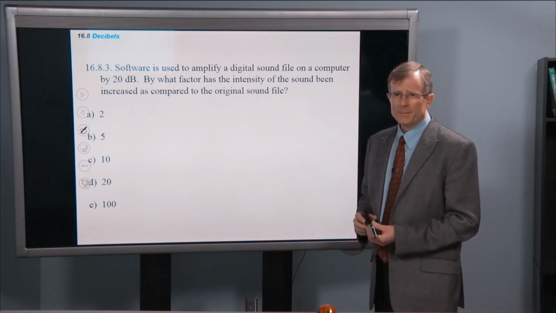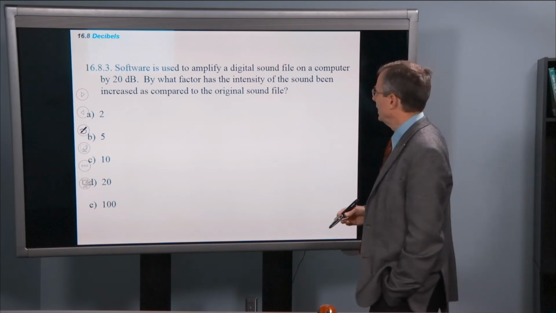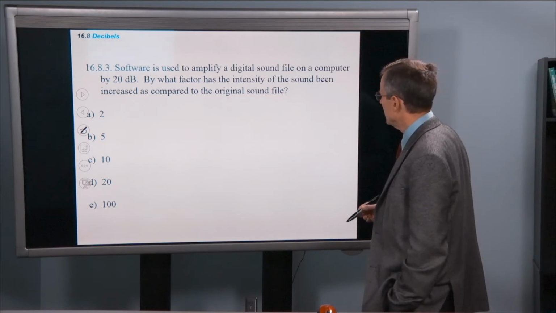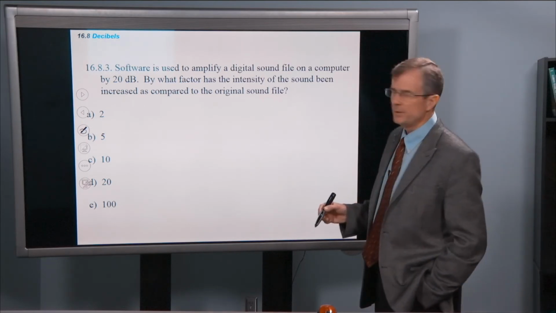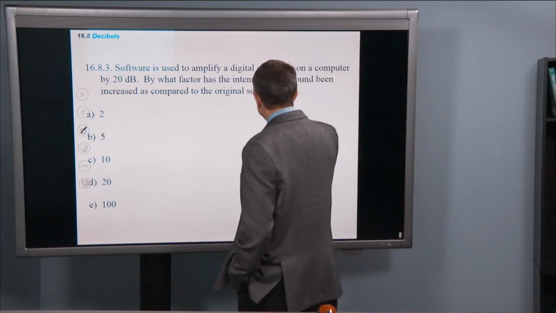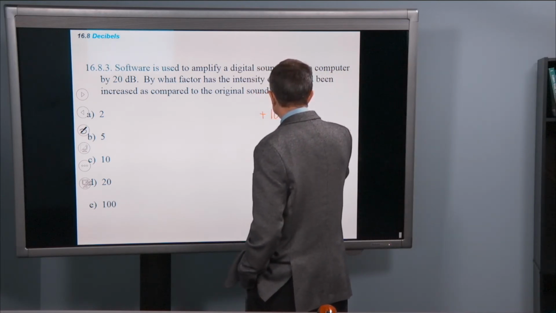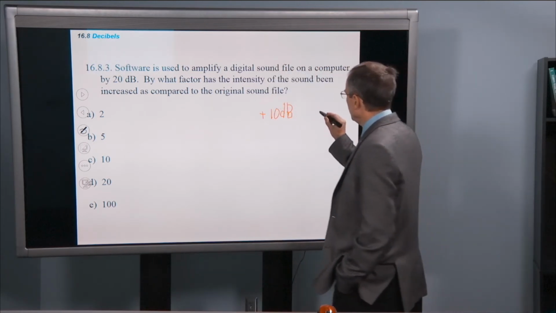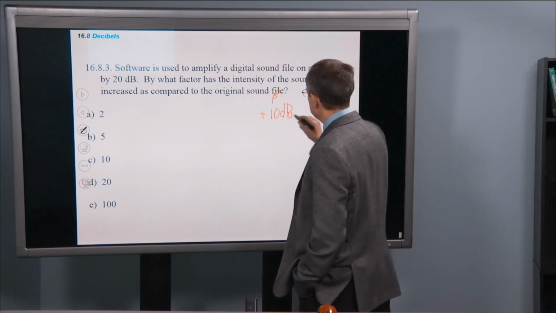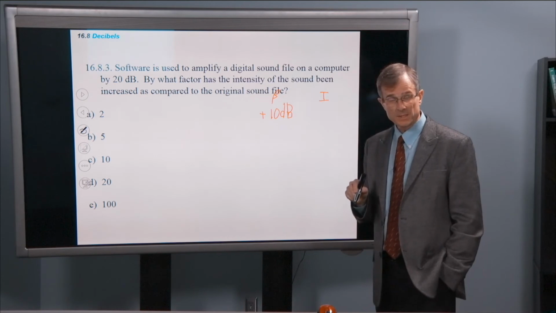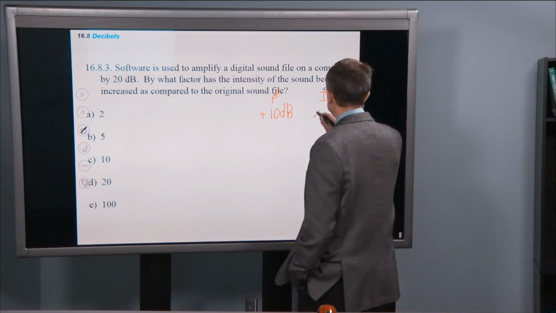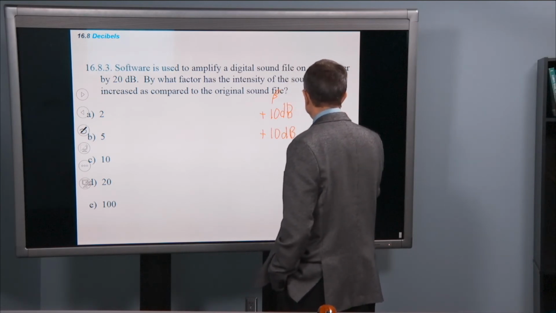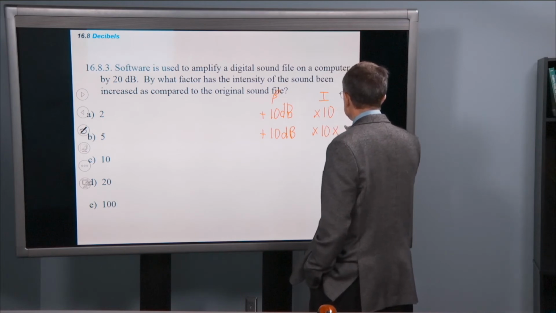So based on that rule of thumb, software is used to amplify a digital sound file on a computer by 20 decibels. By what factor has the intensity of the sound been increased as compared with the original sound file? Well, each time we add 10 decibels, we have to multiply the intensity by 10. And if we add another 10 decibels to make 20, then we have to multiply by 10 twice.